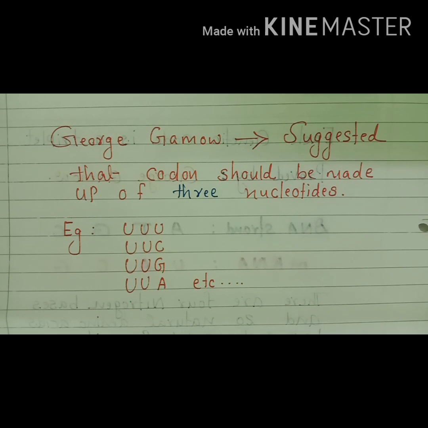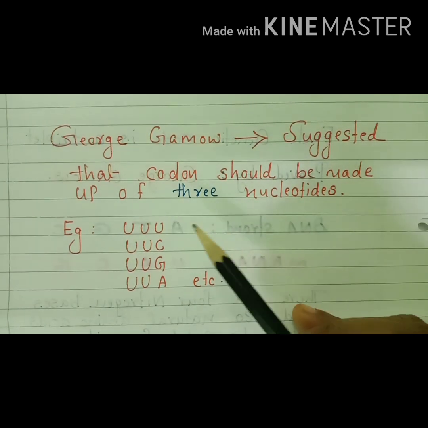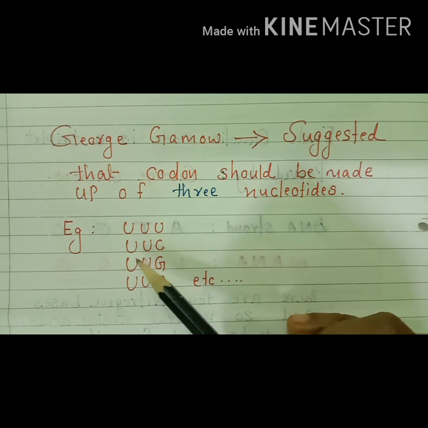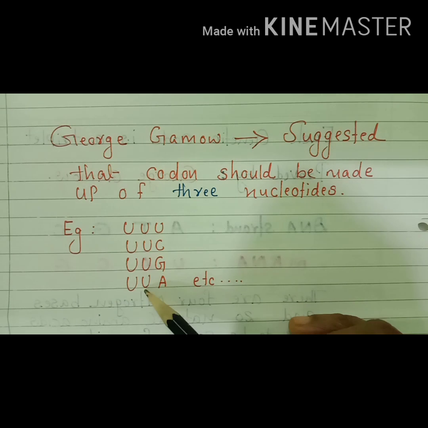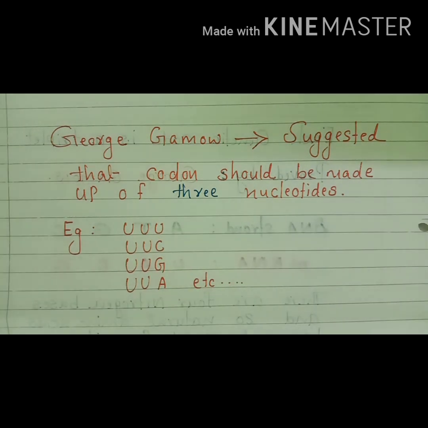George Gamow suggested that the codon should be made of 3 nucleotides. Here you can see examples of 4 codons: UUU, UUC, UUG, UUA. These are 4 types of codons.